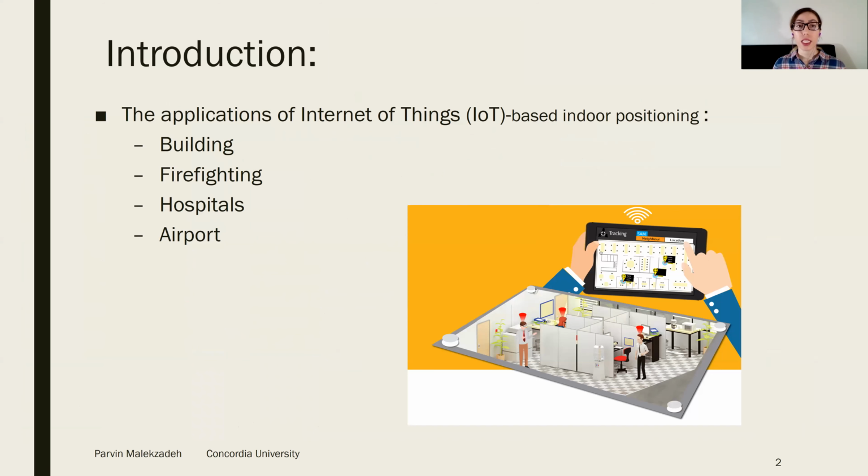For example, in smart buildings, it helps to reduce energy consumption, or in firefighting, it helps to monitor the firefighters in burning buildings, or in hospitals, it helps to monitor the patient or help the patient to find the correct room among so many rooms in the hospital, and it also has applications in airports, for example, monitoring the employees, wheelchairs, and people with disabilities.